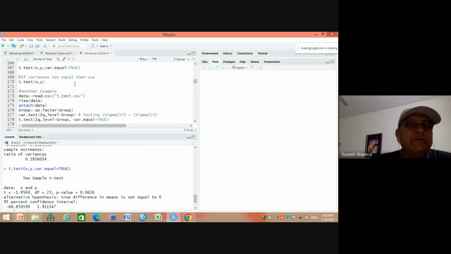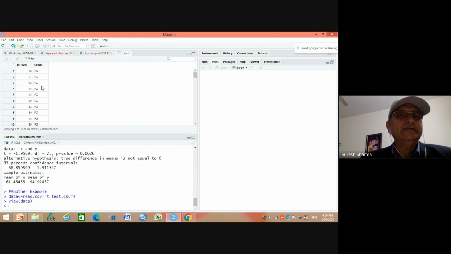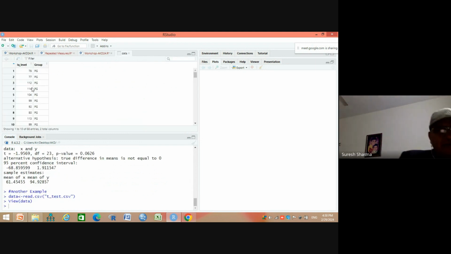Let's take another example. So this is another example. I have to read the data from the t-test file. I'll show you the file here in view data. I'll run this, and if you see the view data, the experiment is like this.